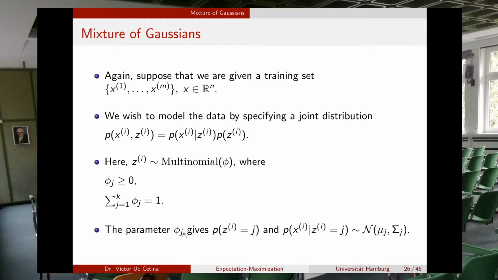So the parameter phi j gives the probability that the label of the example i equals j, and the probability of x given z equals j. Here we are assuming that it can be explained using a Gaussian or normal distribution with some mean mu j and some covariance matrix sigma j.